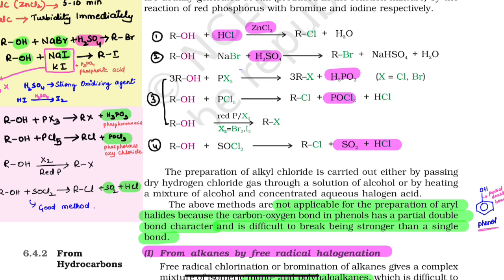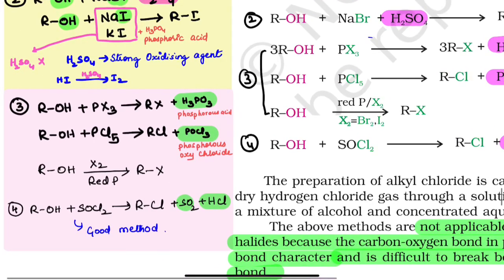If you are taking PX3, that is phosphorus trihalide, X3 can be chlorine or it can be bromine. And next is PCl5. If you are taking PCl5 or PX3 or red phosphorus, the OH group everywhere should be replaced by halogen. Here, whatever halogen you are taking, you have to replace the OH group with that halogen. So remove this OH, place Cl there. Remove this OH, and whatever halogen you have taken, place it over there.